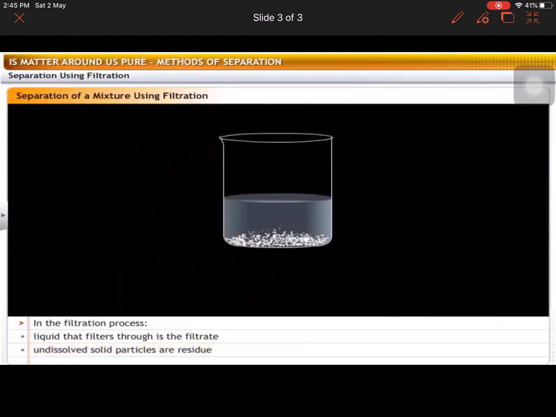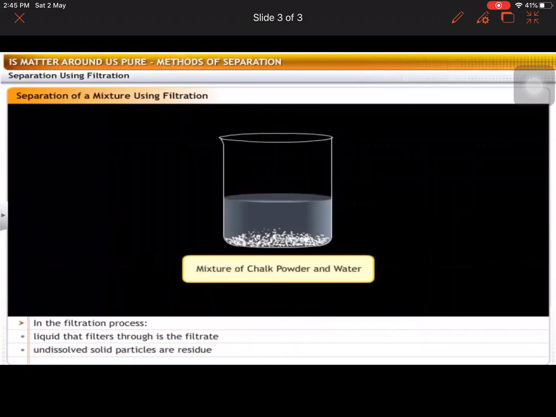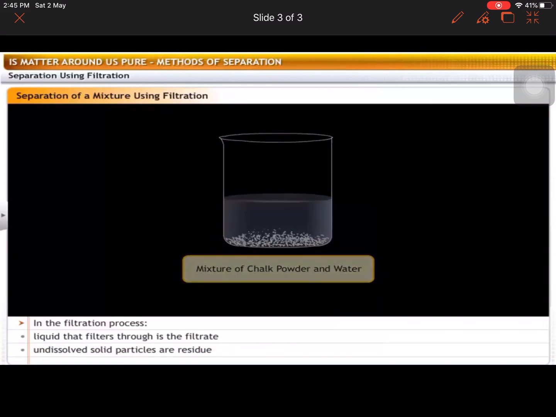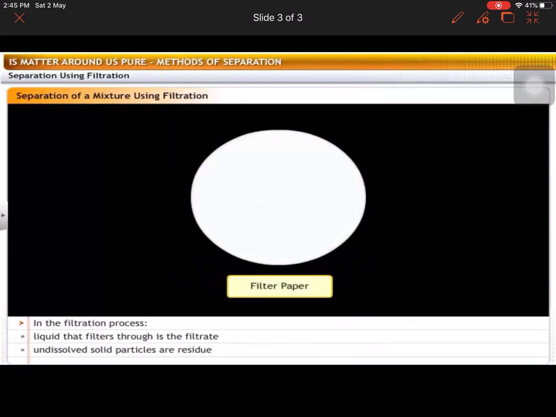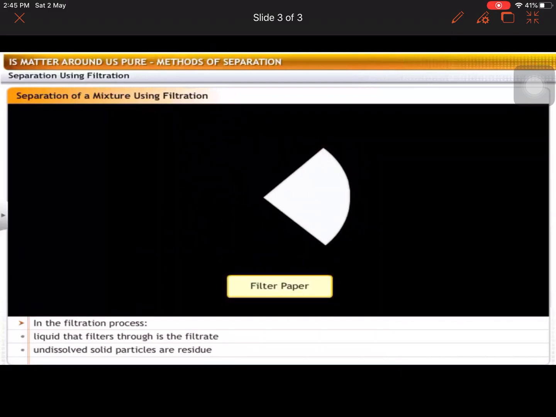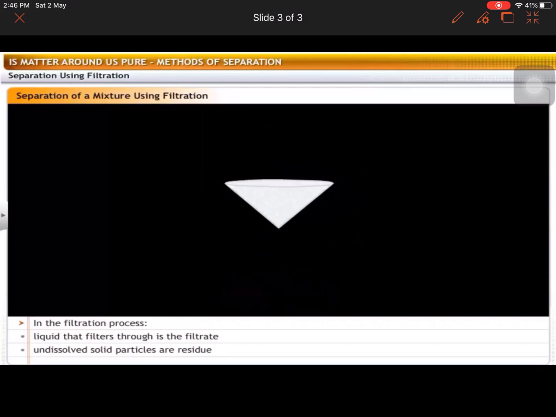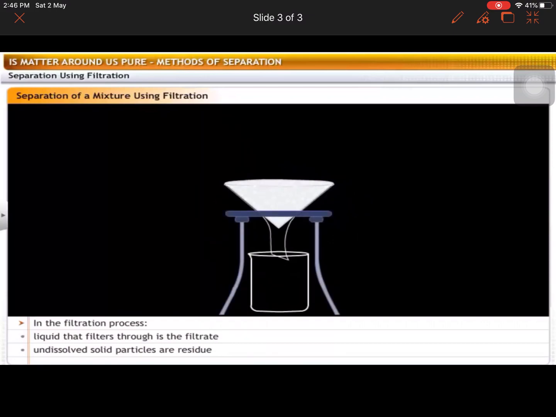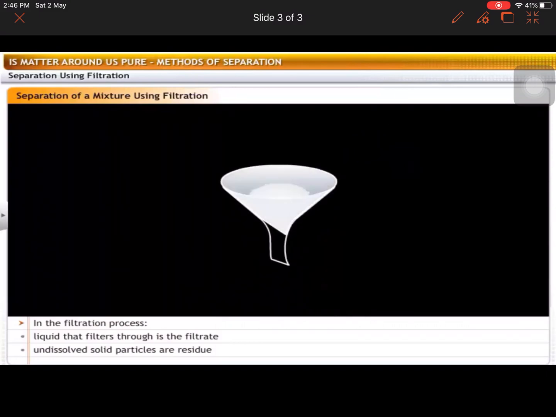Imagine you want to separate a mixture of chalk powder and water. For separating this mixture, first take a round strip of filter paper, fold it in half, then again into a quarter, then open it in the form of a cone and place it in a funnel. Fix the filter paper to the funnel using a few drops of water, just to stick it. Now pour the mixture through the funnel slowly with the help of a glass rod. The filtrate collects in the beaker and the residue is left behind on the filter paper.